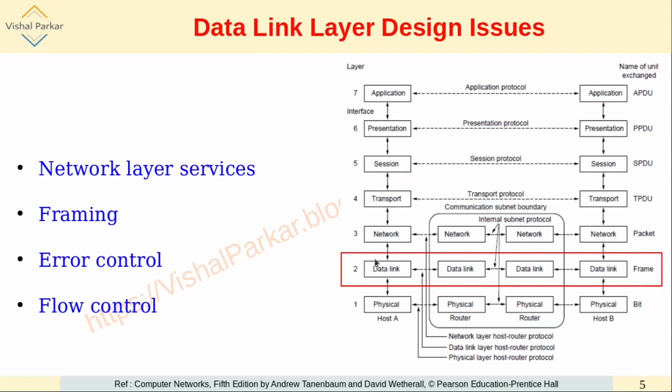From the network layer's packet which is received at the data link layer, the data link layer will form one or more frames out of it. So this is the first functionality, which is called framing. We'll see in detail afterwards.